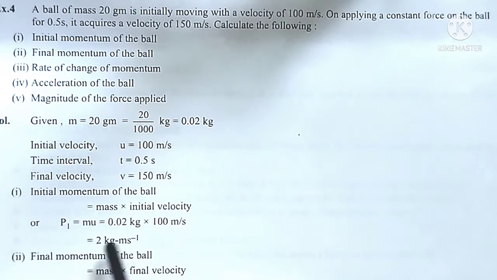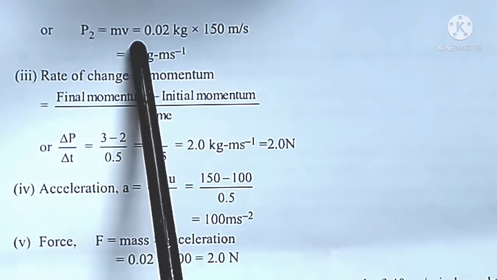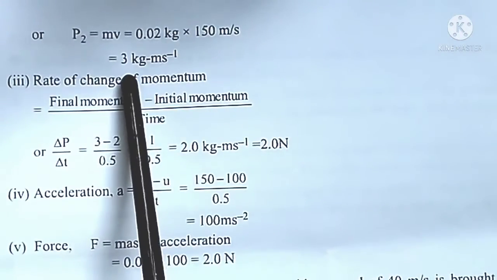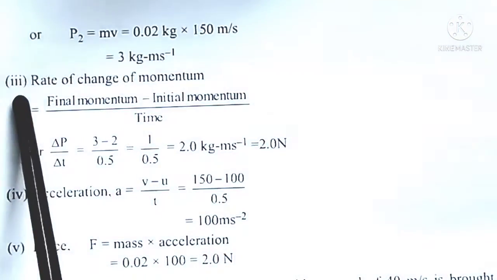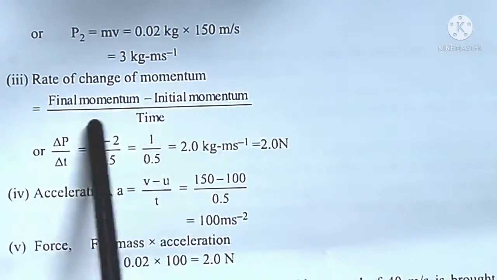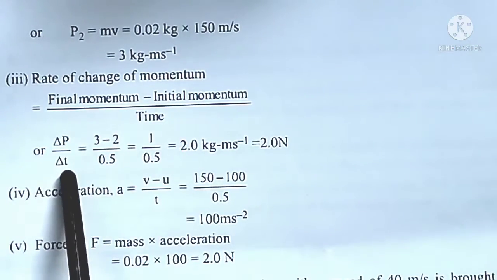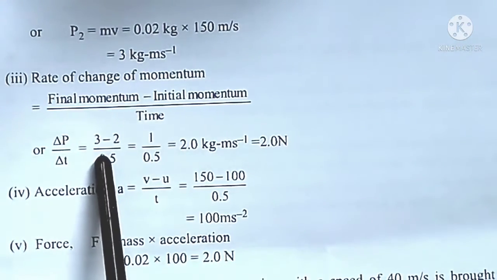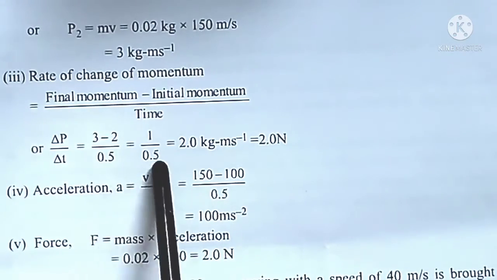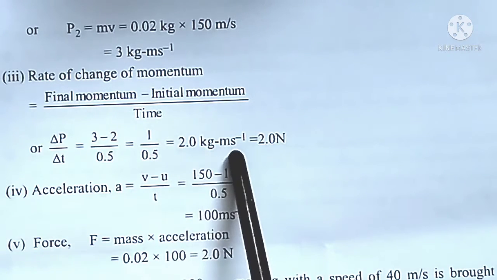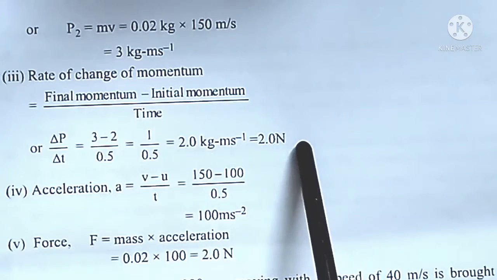kg meter per second. Final momentum of the ball is equal to mass into final velocity, P2 is equal to mv, is equal to 0.02 kg into 150 meter per second, that is equal to 3 kg meter per second. Third one, rate of change of momentum, final momentum minus initial momentum divided by time, or delta p divided by delta t, that is equal to 3 minus 2 divided by 0.5, that is equal to 1 divided by 0.5 is equal to 2.0 kg meter per second square, that is 2 Newton.